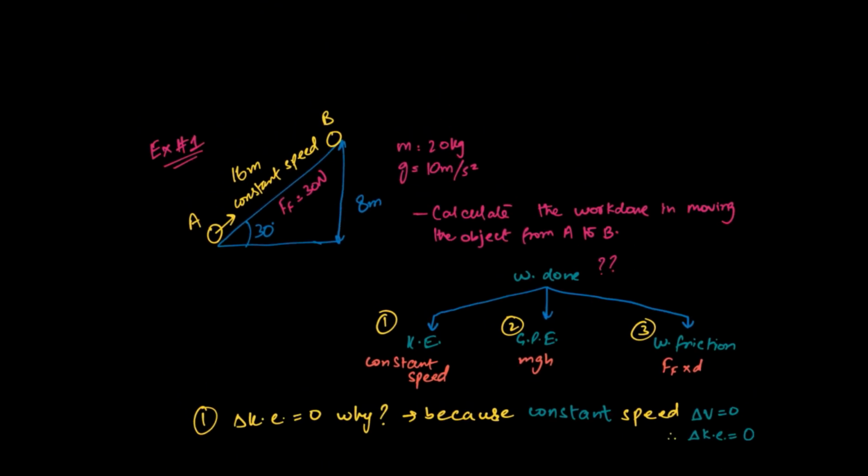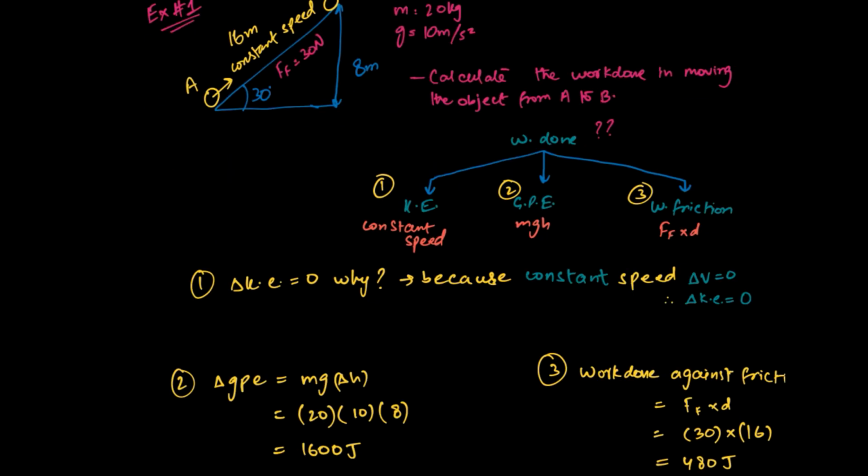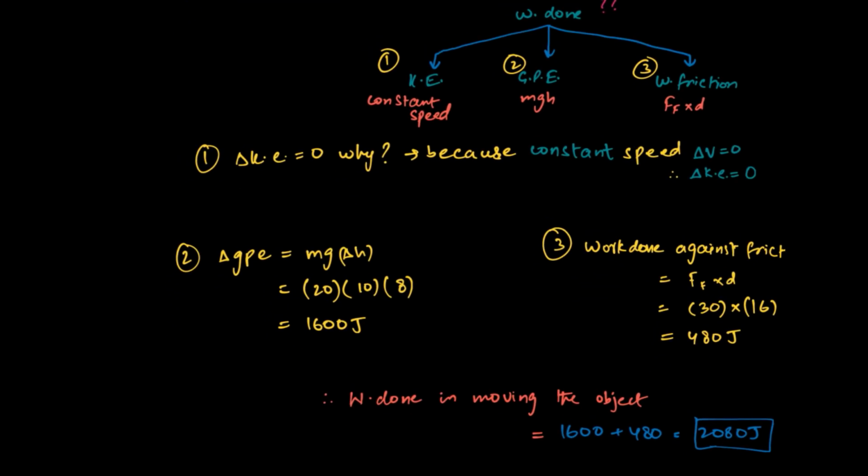And you would argue, why not 16 meters and 8 meters? Because in calculating gravitational potential energy, we always use the vertical height and not slant heights. So the change in vertical height of this object is 8 meters. That is the reason why we would take 8 meters instead of 16 meters. So by calculating and multiplying the values, we would get the answer of 1600 joules.